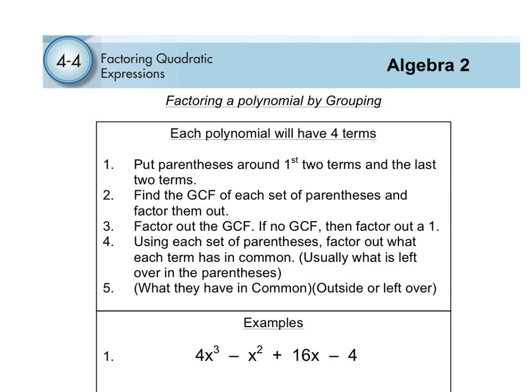Section 4.4, and in this section we're going to talk about factoring by grouping. Before we talked about GCF, now we're going to factor by grouping. Each polynomial here will have 4 total terms. This is a process with which you are able to simplify factoring by grouping.